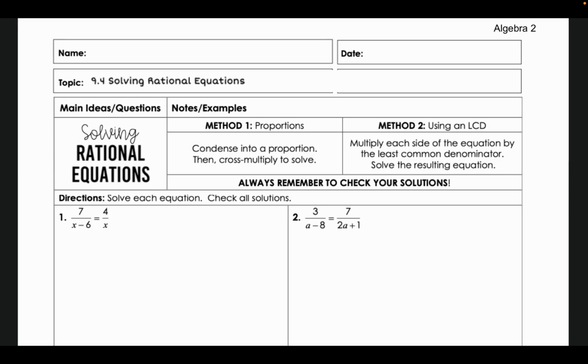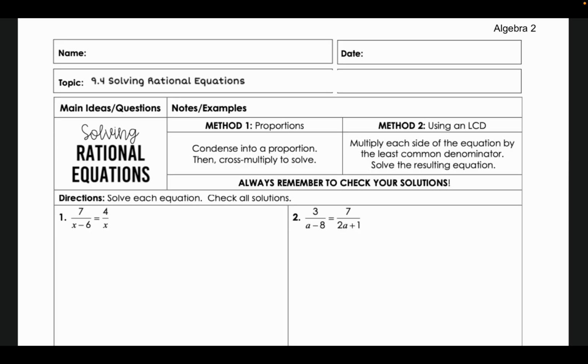Welcome everybody to Algebra 2, Section 9.4, Solving Rational Equations. So when we solve rational equations, it's going to be when we have a rational expression equal to another rational expression. And it's possible that there's multiple expressions on one side of the equal sign. We'll encounter that in the later examples in this lesson, starting with example 7.